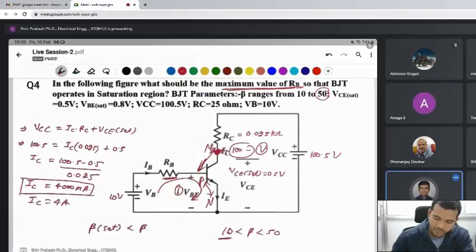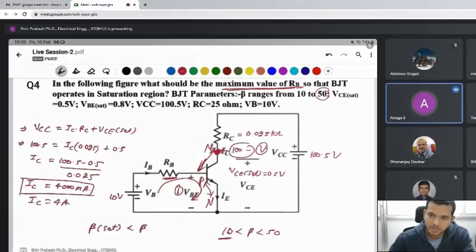Sir, what is saturation region? Can you define? Saturation means that both junctions are in forward bias. That means IC is maximum, right? Yes, sir. IC is maximum, and IC is maximum means IC is equal to beta times IB. If beta is 50, then IC will be maximum in saturation.